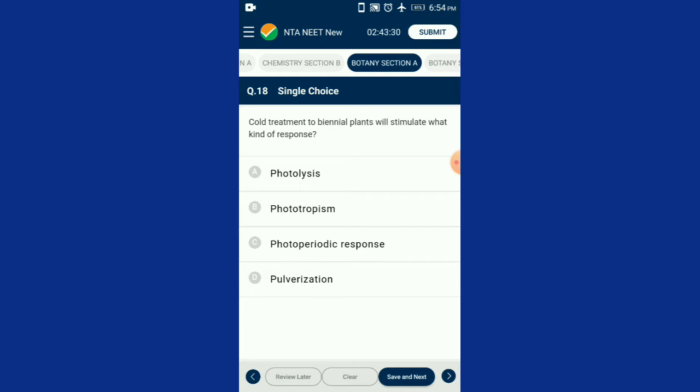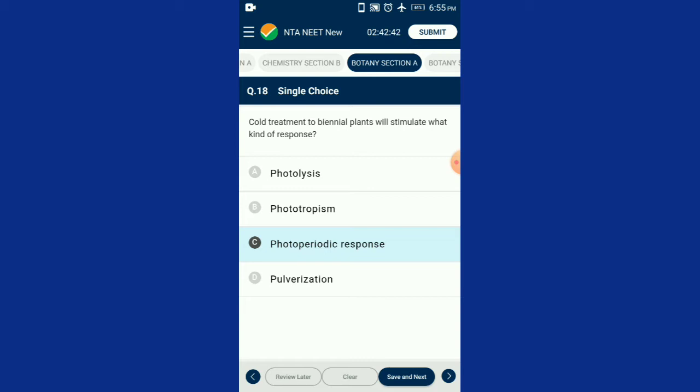Question number 18. Cold treatment to a biennial plant will stimulate what kind of response? Photoperiodism is the way an organism responds to the changes in the length of the day. A biennial plant is a flowering plant that takes 2 years to complete its biological cycle. After the first year, they usually enter a period of dormancy. During this period, they are subjected to cold treatment or vernalization to accelerate flowering and shorten the vegetative phase of the plants. When plants are subjected to low temperature, vernalization promotes flowering. It stimulates a subsequent photoperiodic flowering response. So the answer is option C, photoperiodic response.